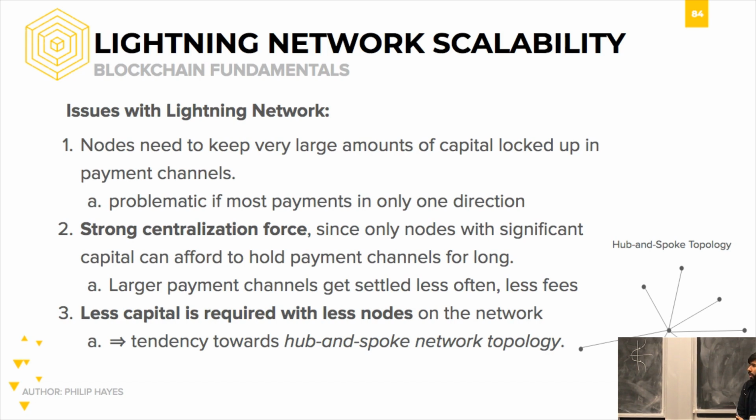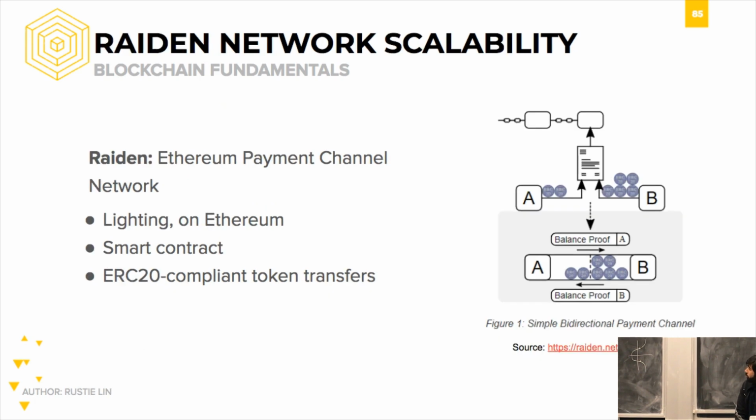So this type of topology obviously looks more like a centralized solution than a decentralized one. All right. And Raiden is not that much different from the Lightning Network. It's just the version of it on Ethereum. Yep. It's pretty much as simple as that.